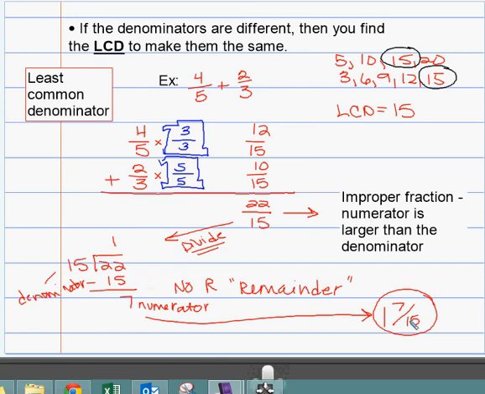Now, how would you change this back from a mixed number to an improper fraction? Well, you multiply 15 times 1, and then add the numerator 7, and you get 22. Keep the denominator 15. Okay, and we'll go over that.